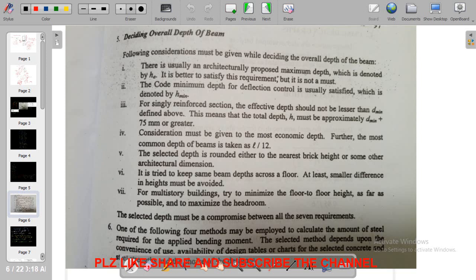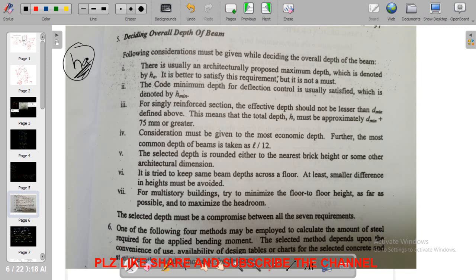There is usually an architect-proposed maximum depth, which is denoted by HA. It is better to satisfy this requirement, but it is not a must. Although the architect always specifies some limiting depth, it is not compulsory or mandatory to satisfy it. The architect doesn't know about deflection criteria, shear criteria and all these criteria. So we try our best to maintain the depth within the architect-defined depth, but if it does not satisfy our deflection and shear criteria, we can communicate with the architect and increase the depth.